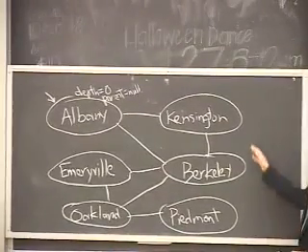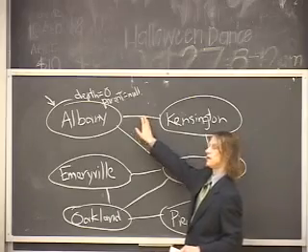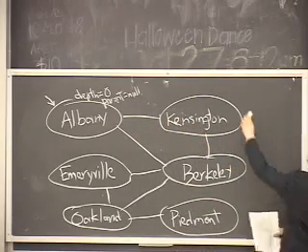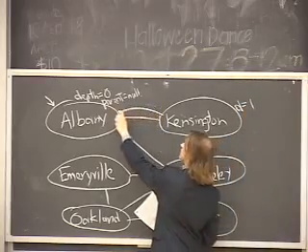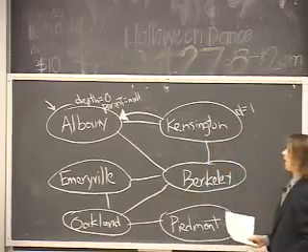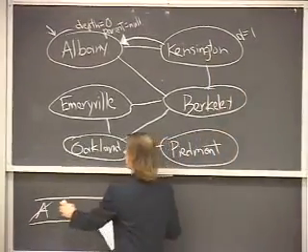So the first edge we check is from Albany to Kensington. Has Kensington been visited yet? No. So we're going to visit it. We're going to set its depth equal to 1. We're going to set its parent to Albany. And we're going to mark it as visited so we don't visit it again. And we're going to add it to the queue.